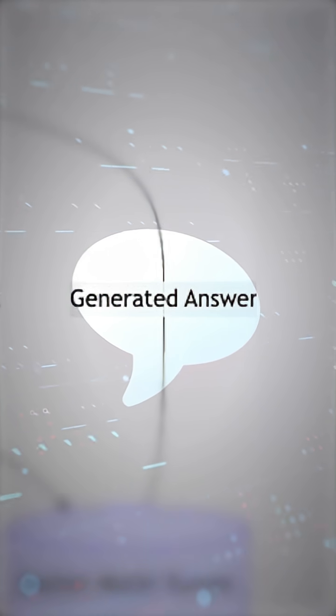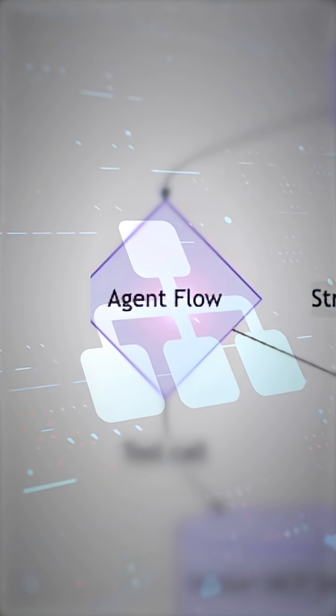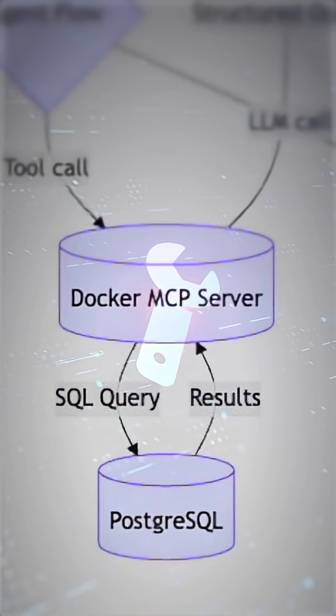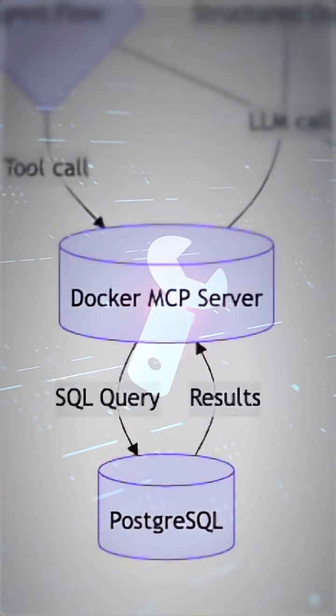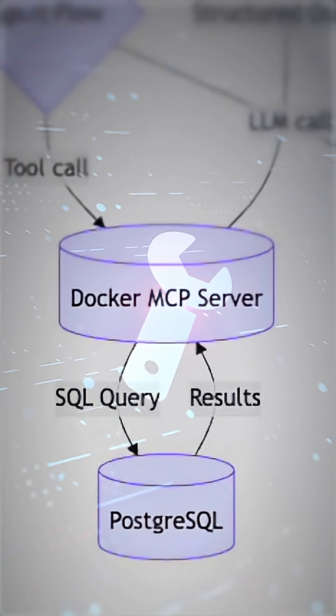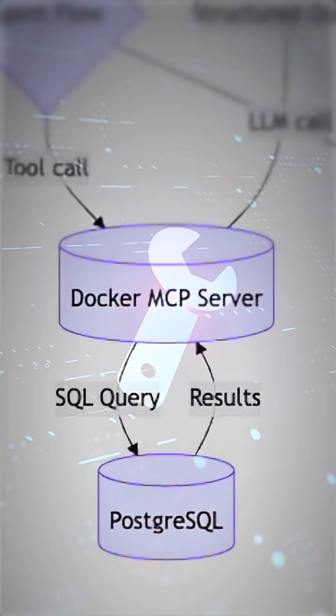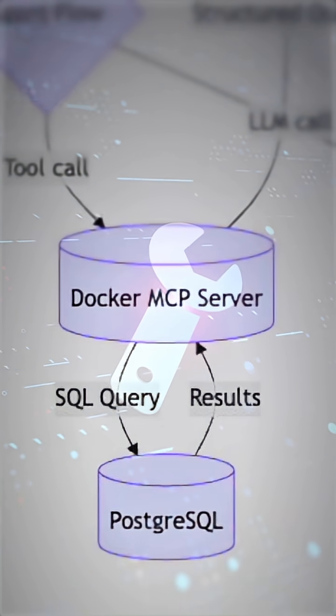If it needs data, the agent follows an agent flow. It makes a tool call to the Docker MCP server. An MCP is just like a plug system for tools. Here it exposes a Postgres SQL tool. The agent sends a SQL query to Postgres, gets results, and brings them back.